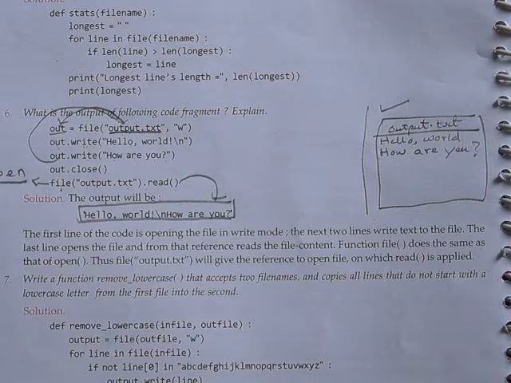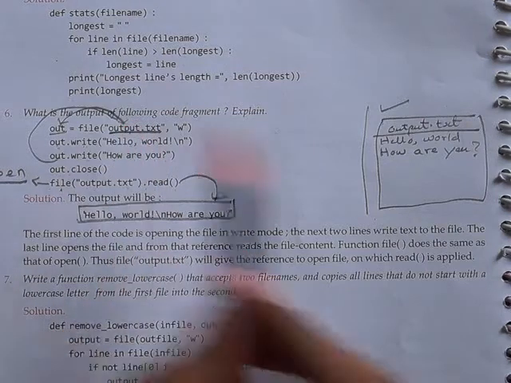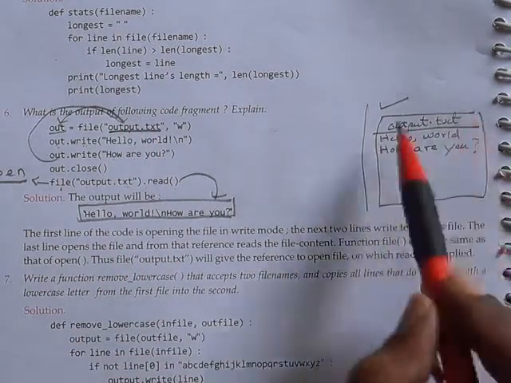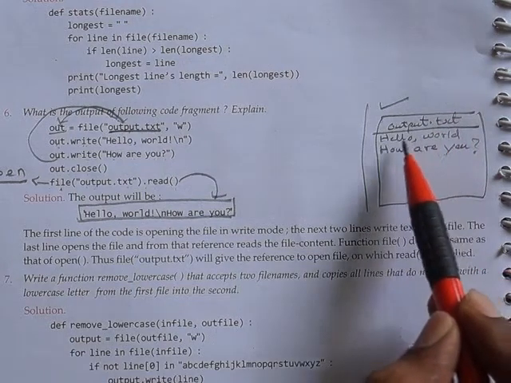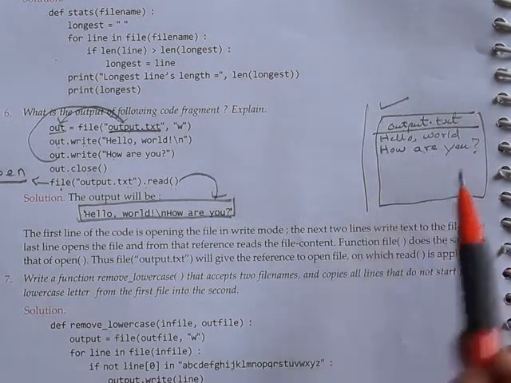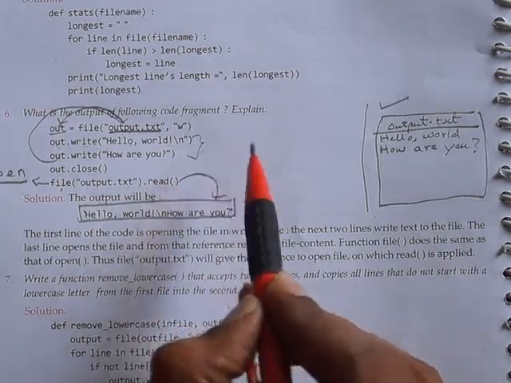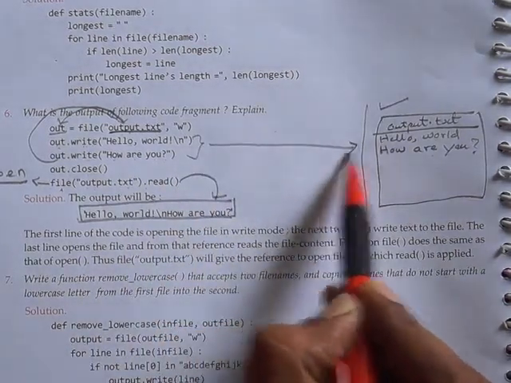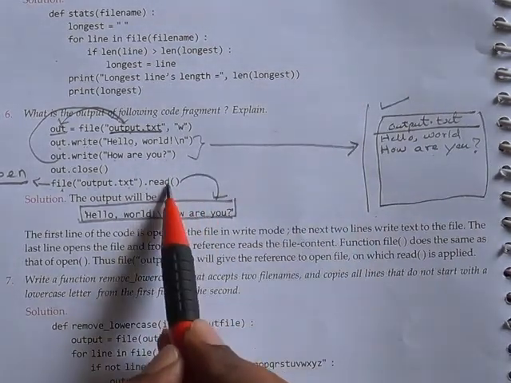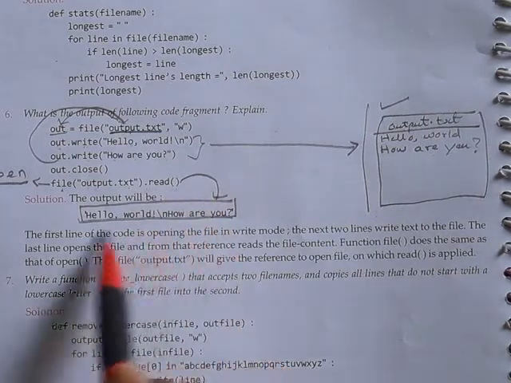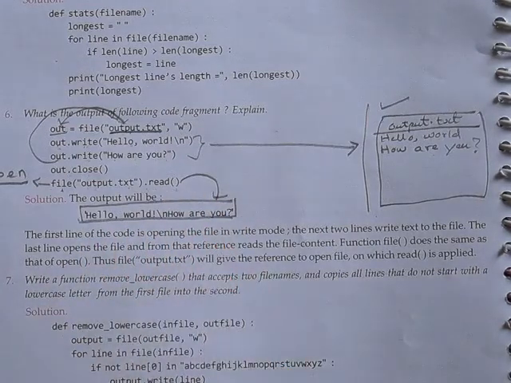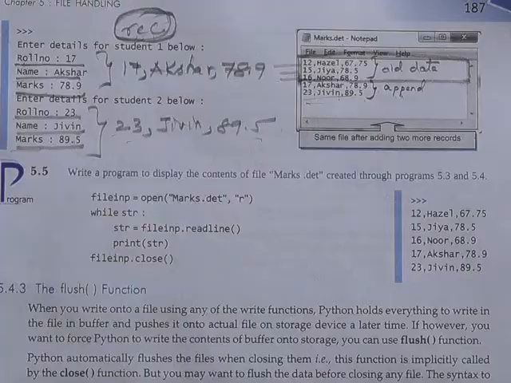So this is the output. What is the output? You have to draw a file, and inside the file you have to write like this. It means that because of these two statements, this output came, and because of this read statement, this is the output. Like that you have to explain and write. That's all. Hope you understand. Thank you very much.